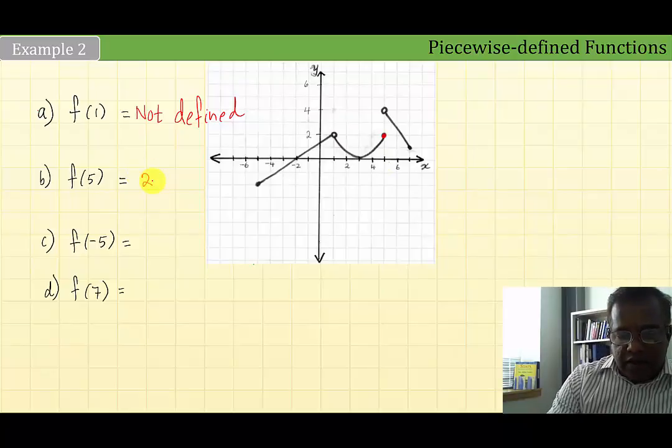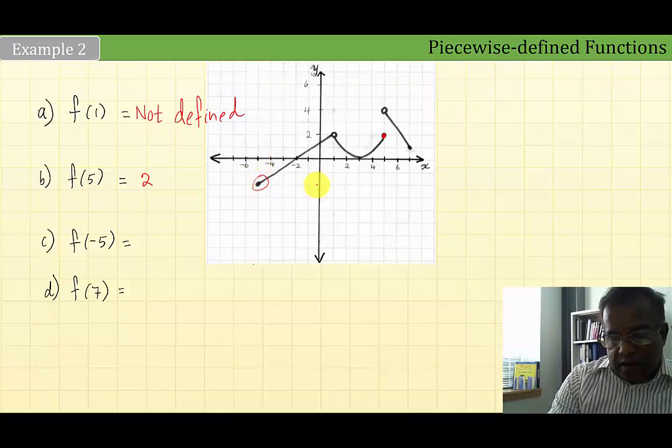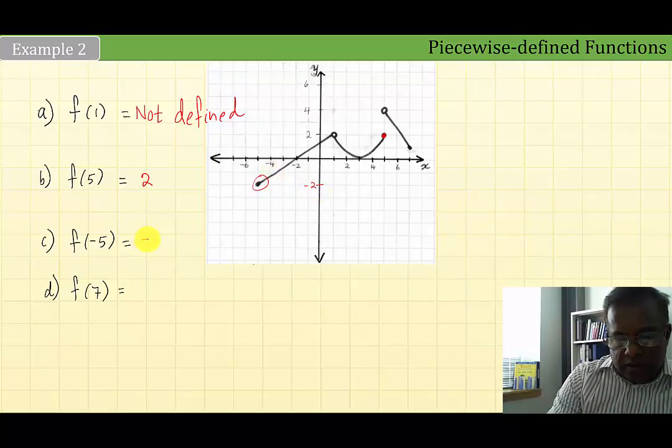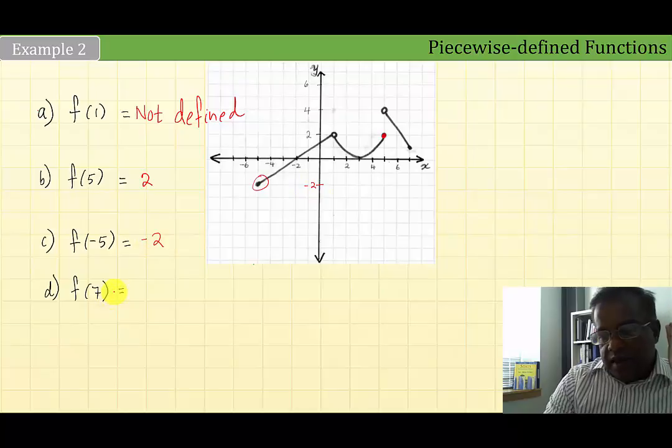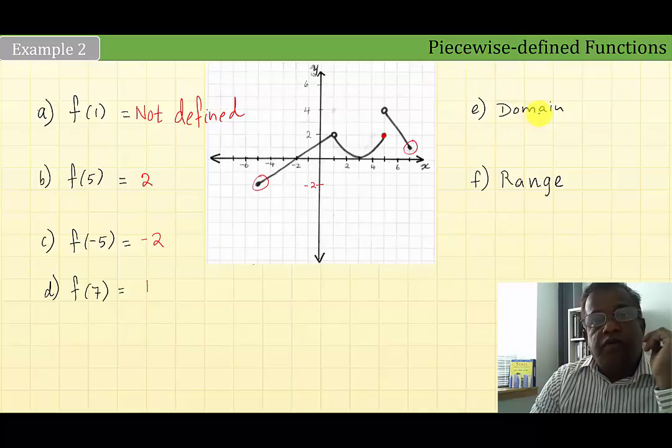Now f of negative 5, when x equals negative 5, this is the point, so that is actually negative 2. And f of 7, when x equals 7, this is the point, and the y value is equal to 1. Also, suppose we want to find the domain and the range of this function.